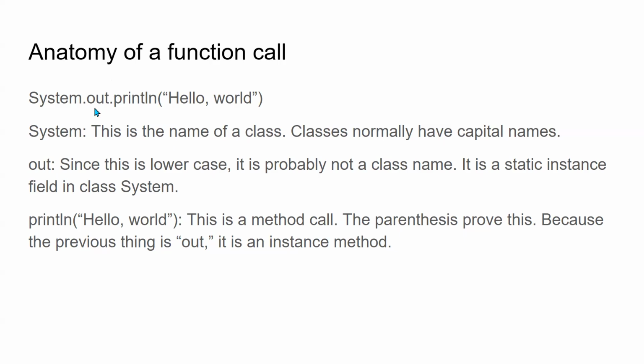So this is a static field on the class System. Now, println is being applied to a field, an instance field in this case, because this instance is a static. There's an instance of the class PrintStream, I guess it is, sitting on the System class, and we're going to call an instance method of the static field out. So this is an instance method. This is a static field. This is a class. And we know that this last thing is a method because it has parentheses.